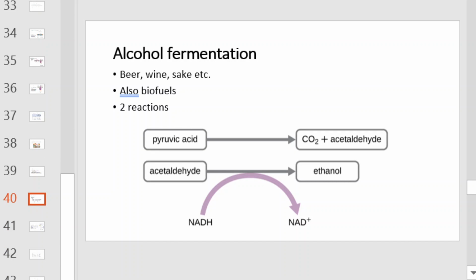This is alcoholic fermentation and is used to make things such as beer, wine, and sake. It's also used for biofuels and consists of two simple reactions. One where pyruvic acid is converted to acetaldehyde, and a second where acetaldehyde is converted to ethanol.